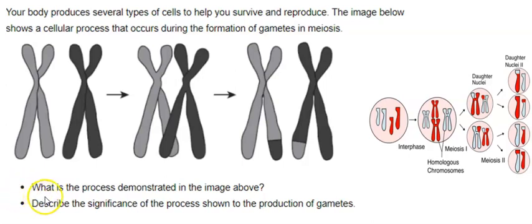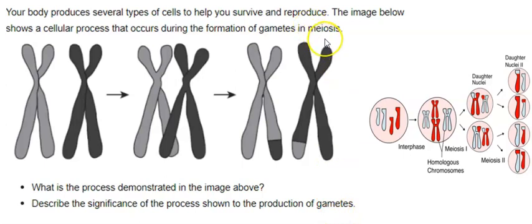So the first part is just, what is the process demonstrated in the image above? It wanted you to name what this step is. And then the second part that you had to answer for all of your points was to describe the significance, the importance of the process shown to the production of gametes.